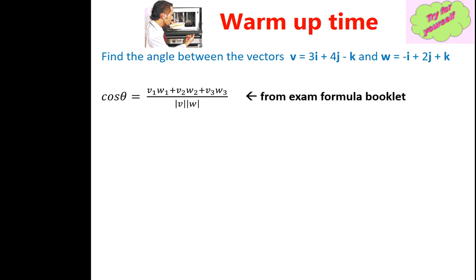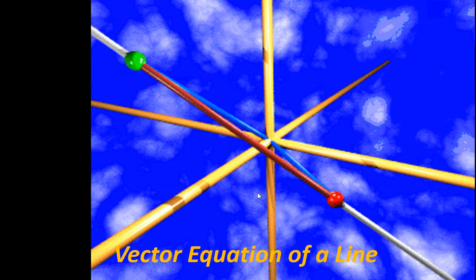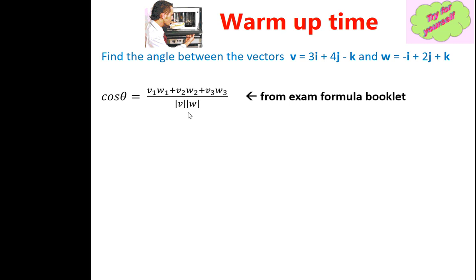So from the exam formula booklet. This one is actually the rearranged version, but if you forget what the actual equation was, you can look back on a previous one. So remember, this is the dot product or the scalar product. The scalar product is equal to the magnitude of v times the magnitude of w cos theta.